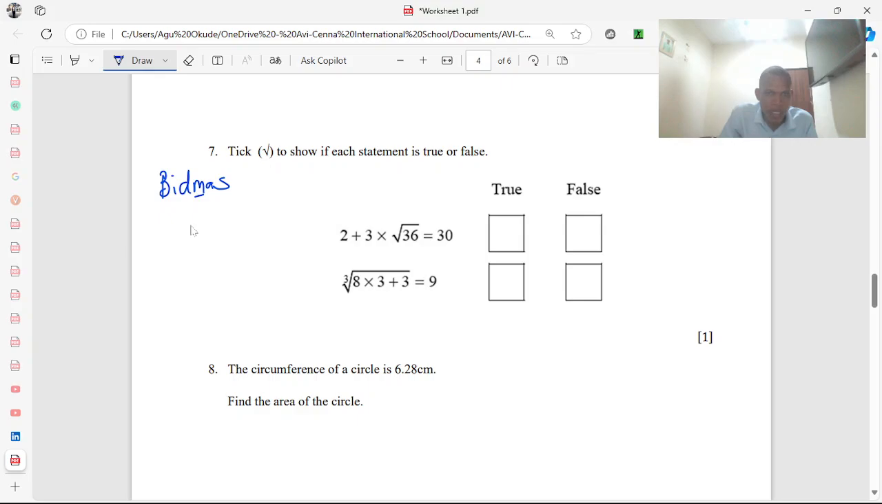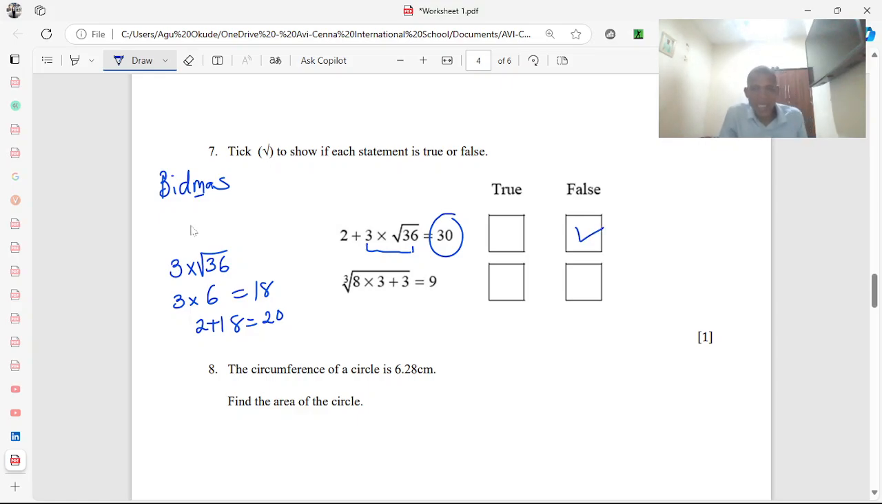So which means I should do 3 times square root of 36 first, right? So this gives us 3 times 6, because root of 36 is 6. This is 18. Now you add 18 to this 2. So I have 2 plus 18, okay? So the answer is 20 actually. But what I'm given here is 30. So this is false.